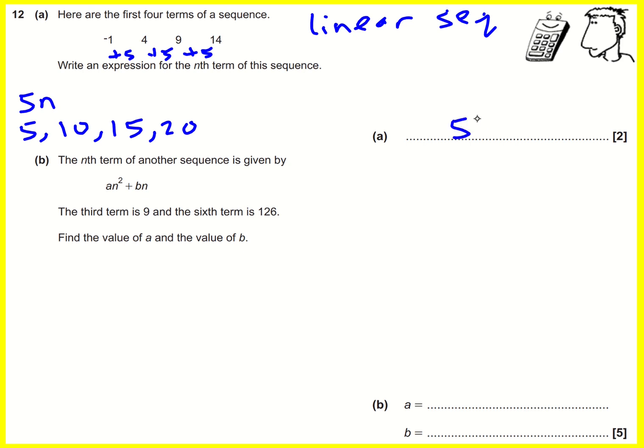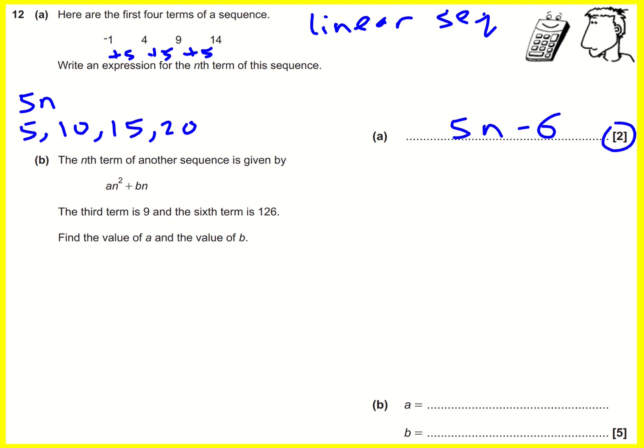So one way of actually figuring this out is to think, well, what I must have to subtract a term every time, because if I want to get -1, but 5n gives me 5, then I'm going to need to subtract 6. To get from 10 to 4, I also need to subtract 6, and so on. And that is my nth term.